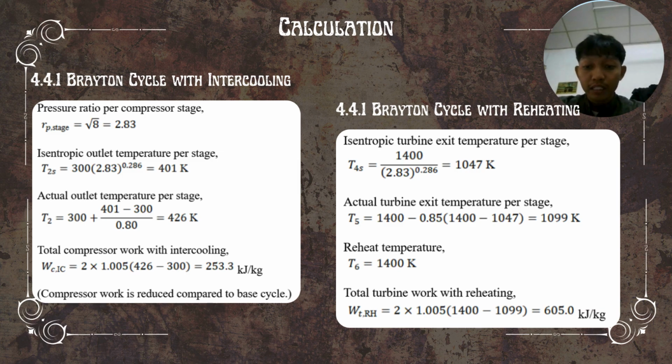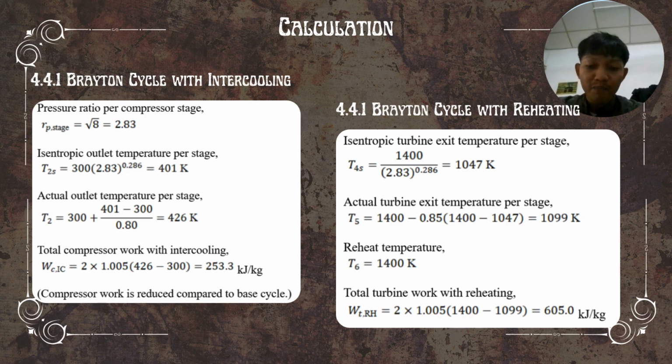For intercooling, the compression process is divided into two stages. The pressure ratio is split equally between the stages, and cooling is applied between them to reduce air temperature. This reduces the total compression work, which is lower than that of the base cycle.